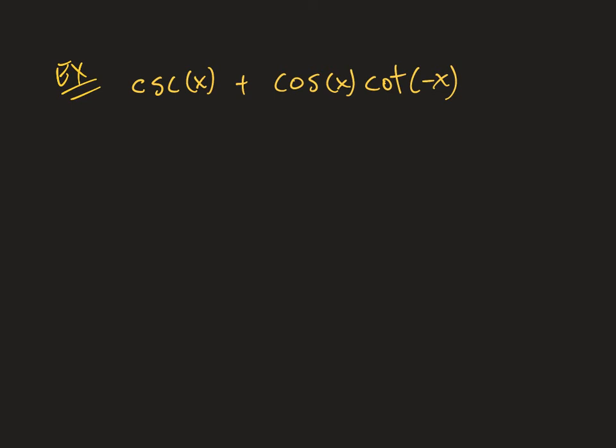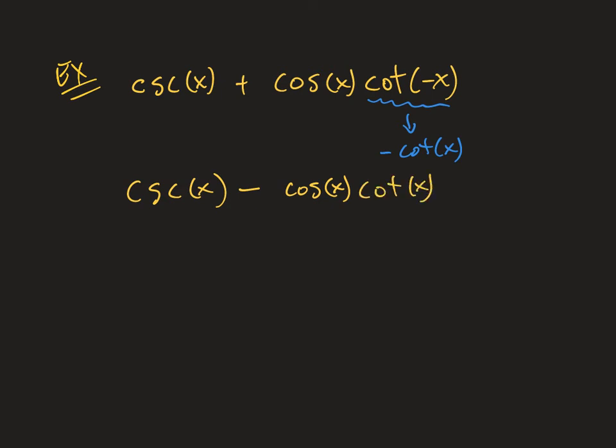So the first thing I notice is I have this cotangent of negative x, and I remember that I have an even-odd identity that'll turn that into something different. So this thing can be turned into negative cotangent of x. And when I multiply that by cosine of x, basically that makes that whole term negative. So this simplifies to cosecant of x plus, minus, right? Minus because we multiplied by the negative sign. Cosine of x times cotangent of x.